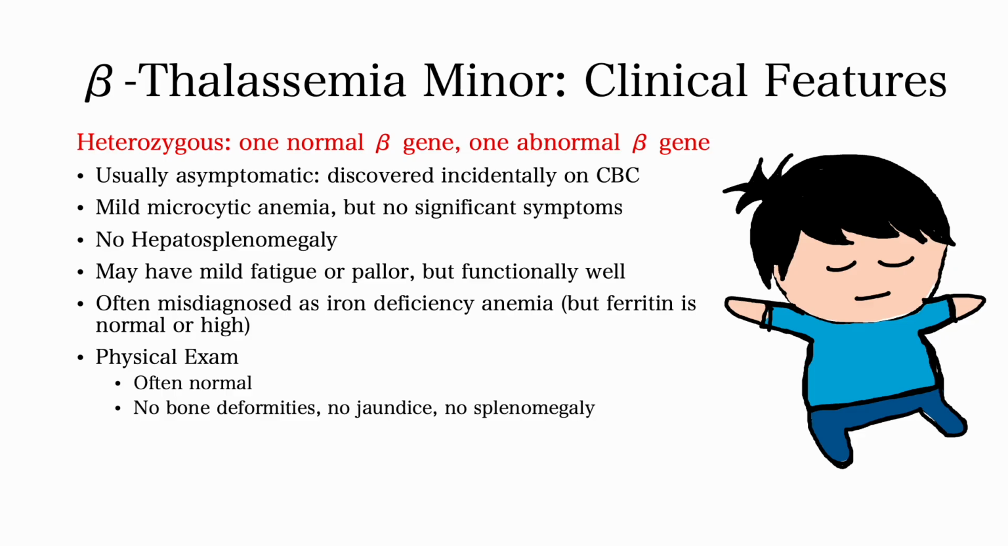There's no hepatosplenomegaly. People might have mild fatigue or pallor, but functionally they're usually well. They're often misdiagnosed as having iron deficiency anemia, but ferritin is in the normal range or usually high. In terms of the physical exam, it's usually normal, and there are no bone deformities, no jaundice, no splenomegaly.